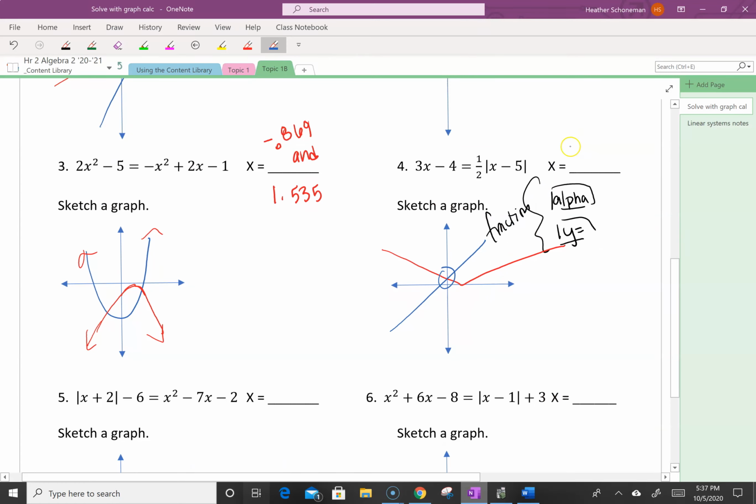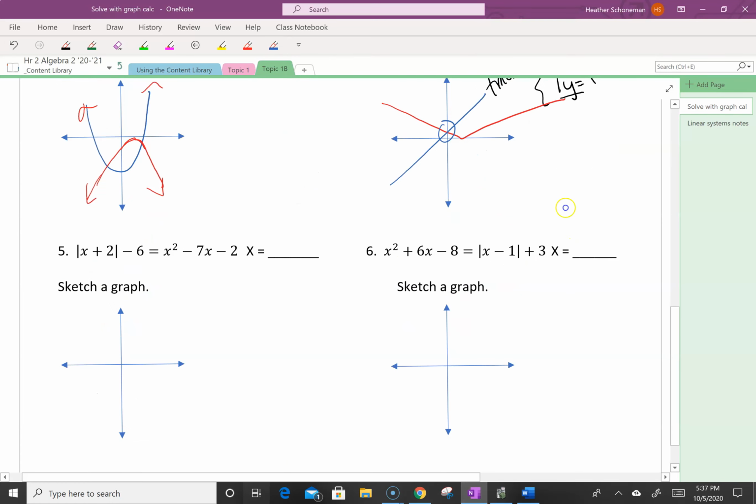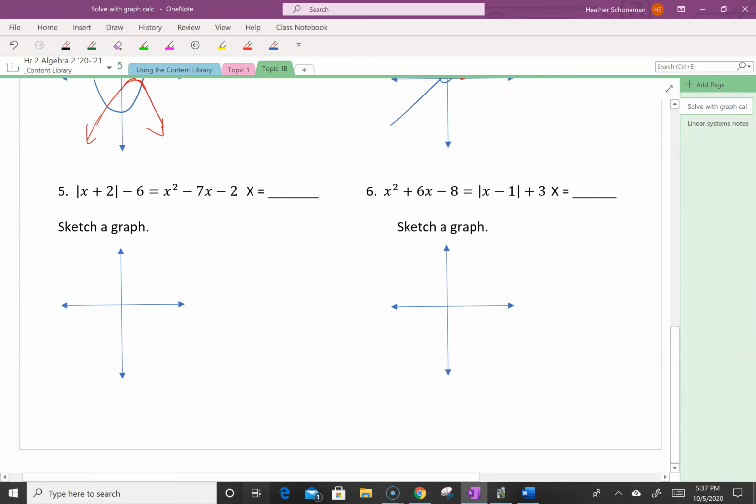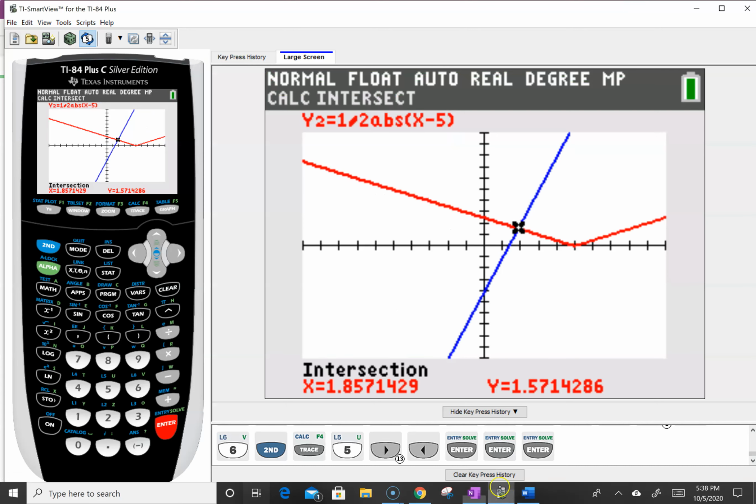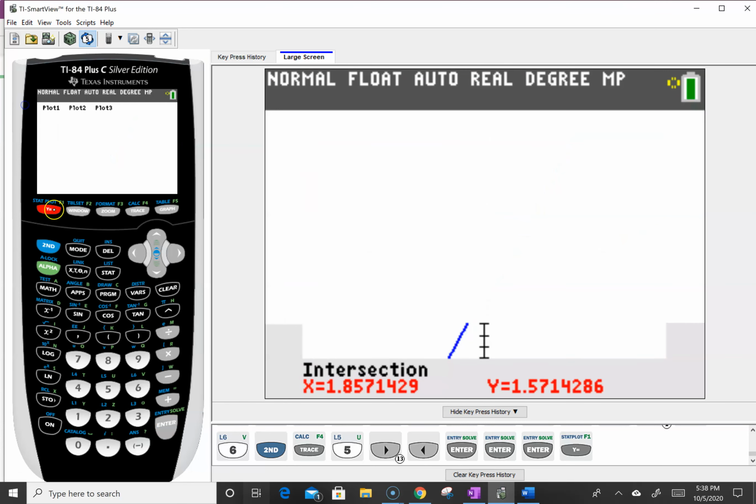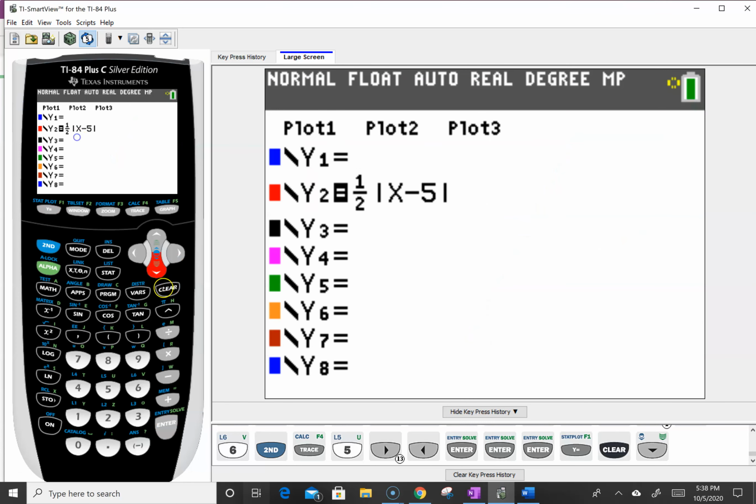Okay, so my answer is going to be 1.857. All right, 2 more to graph. Let's look at the last option, or the second to last option. Y equals, clear those out.